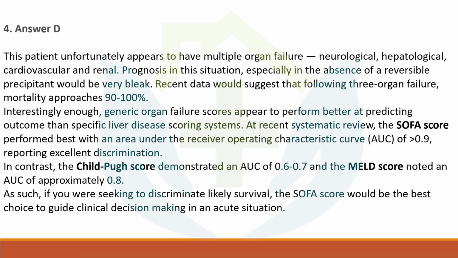See, this patient unfortunately appears to have multiple organ failure. That is the neurological, hepatological, cardiovascular, renal. Prognosis in this situation, especially in the absence of a reversible precipitant, would be very bleak. Recent data suggests that with 3 organ failures, mortality approaches 90 to 100%. Interestingly enough, the generic organ failure scores appear to perform better at predicting outcome than specific liver disease scoring systems.